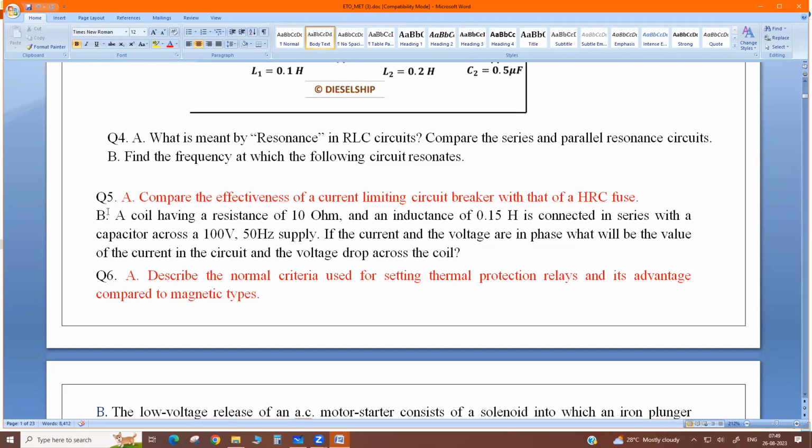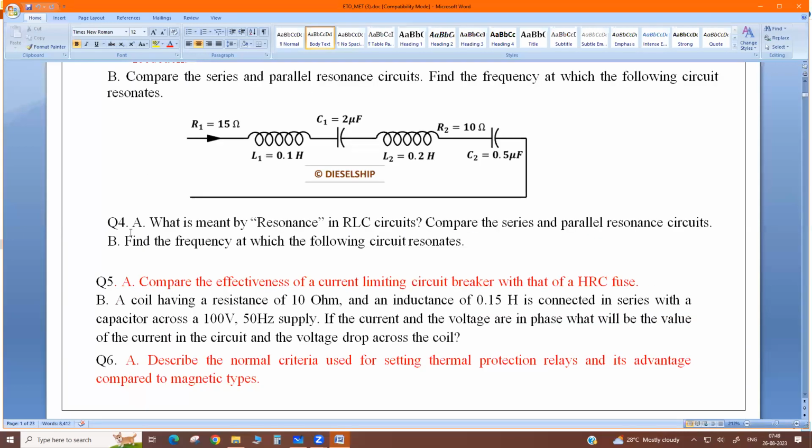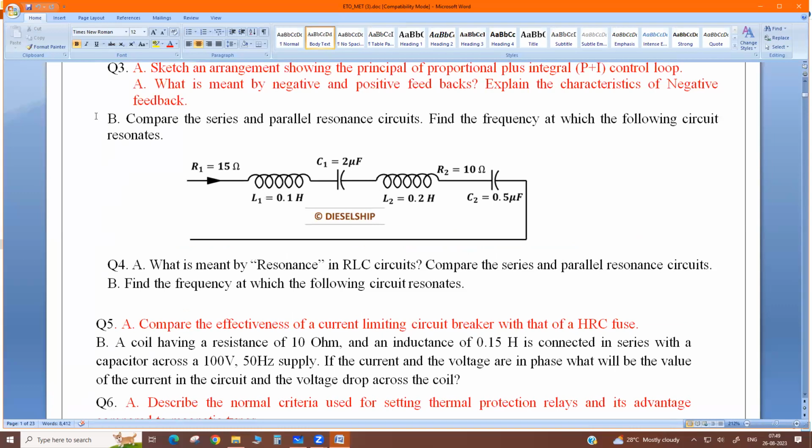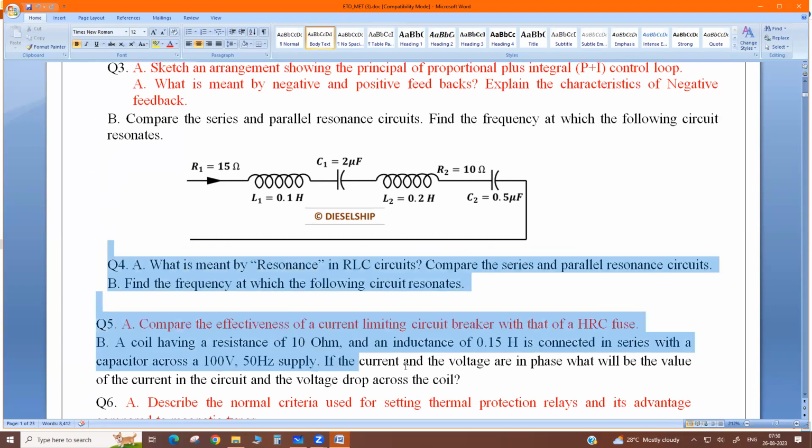Now here also. This question is also from this. I take these two questions. These two questions are given.